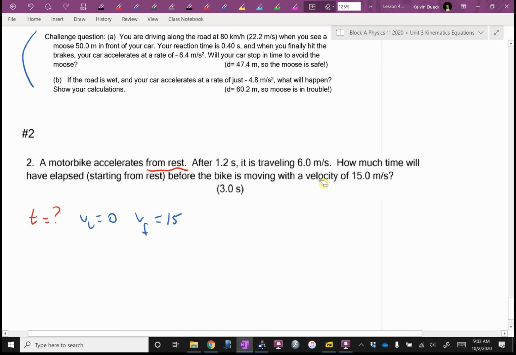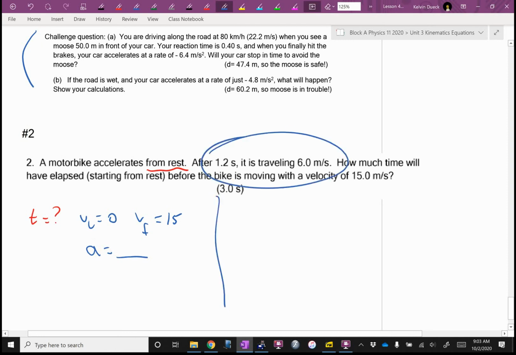Can I use that 6? Well, that 6 is after 1.2 seconds, so I can't use that. So I went, uh-oh, I only know 2 things. Mr. Dewick says I need 3 to find the 4th. What else could I use to find time if I knew it? I thought to myself, you know what? If I knew the acceleration, I could find the time.